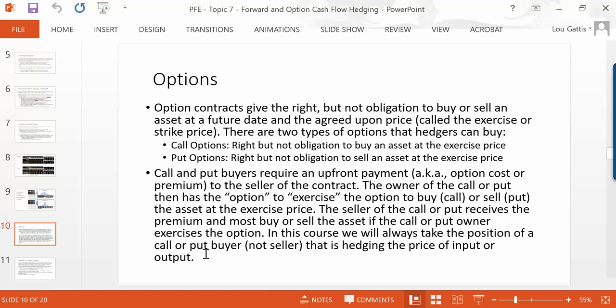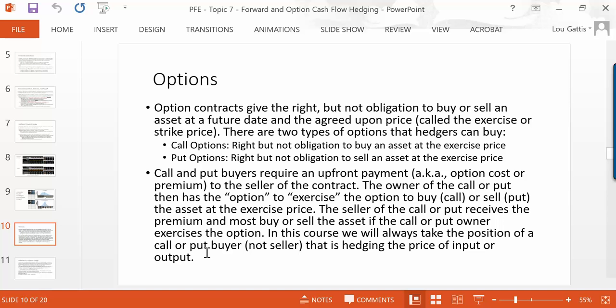So let's talk about a put option. All right, let's talk about options in general. An option is basically just a forward contract that you can walk away from. A call option is an option to buy an asset at an agreed upon price, but you can walk away. A put option is an option to sell an asset at an agreed upon price, but you can walk away. And for that right to walk away, you're going to have to pay a fee, or sometimes called a premium, to have that contract. You're going to have to pay your counterparty for the ability to walk away.